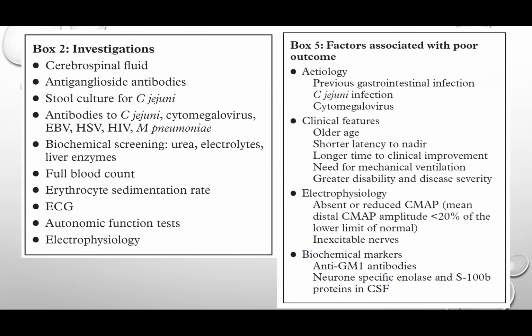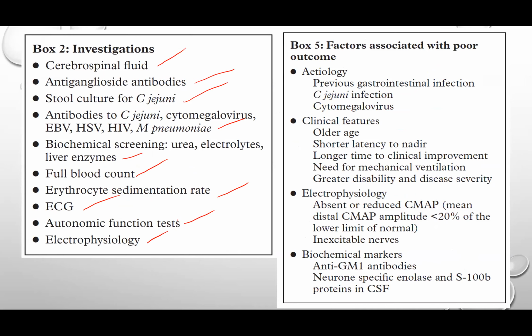Now, what investigations do I do, which we have not covered in the paper? CSF, antiganglioside antibodies, stool culture to look for the causative organisms, urea and electrolytes for metabolic status, blood count, ESR, ECG for your arrhythmias, autonomic function testing, and electrophysiology. What are the factors associated with poor prognosis?